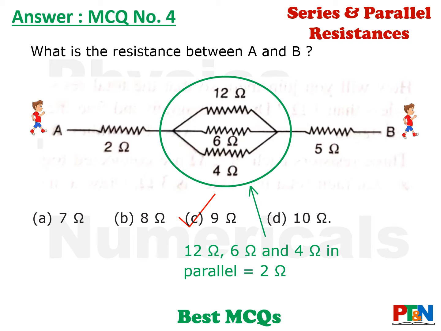Again, you do step by step. The way in the earlier MCQ I told, 3 ohm and 6 ohm gives you 2 ohm. Similarly, 6 ohm and 12 ohm will give you 4 ohm equivalent resistance. Then 4 ohm and 4 ohm in parallel, that is 2 ohm. So these three resistances will give you 2 ohm. So total resistance will be 2 plus 2 plus 5, that is 9 ohm.